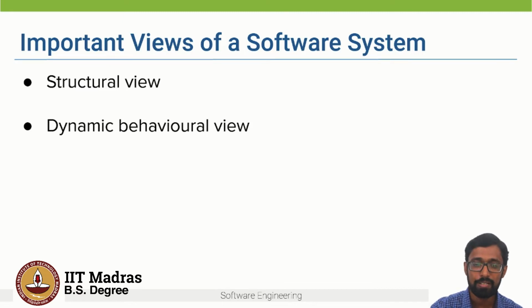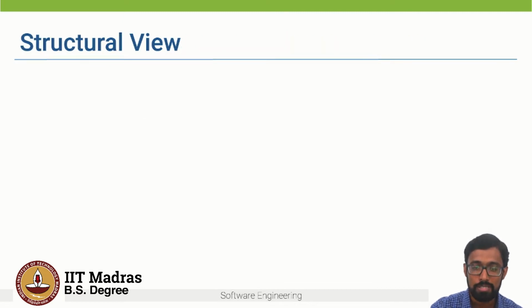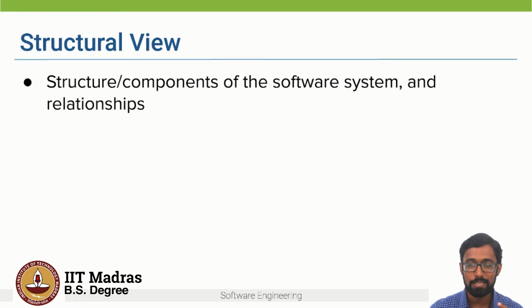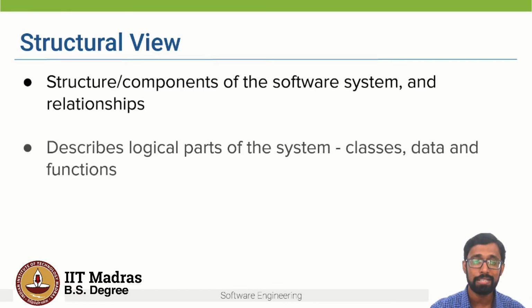So what is the structural view? The structural view defines the structure of the software system and the relationship between these structures or components. It does not describe the time-dependent behavior of the system, but it describes the different logical parts of the system. The classes, the data, the function, all of this is represented in the structural view.